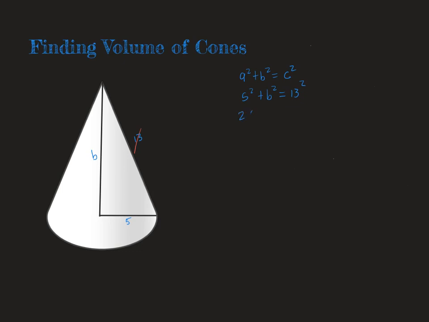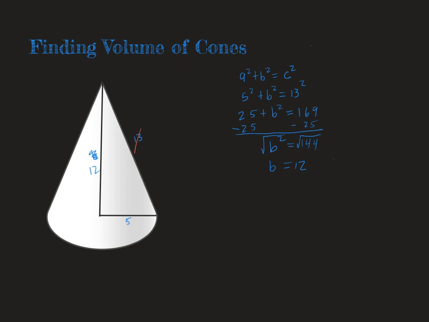So we have 25 plus b squared equals 169, and then we're going to subtract 25 from both sides, and we have b squared is equal to 144. You're going to find the square root and get that b is equal to 12. So in this case, we're going to move that b and we're going to put 12.